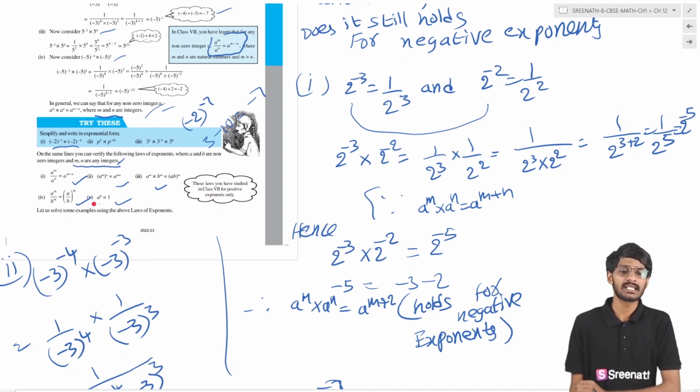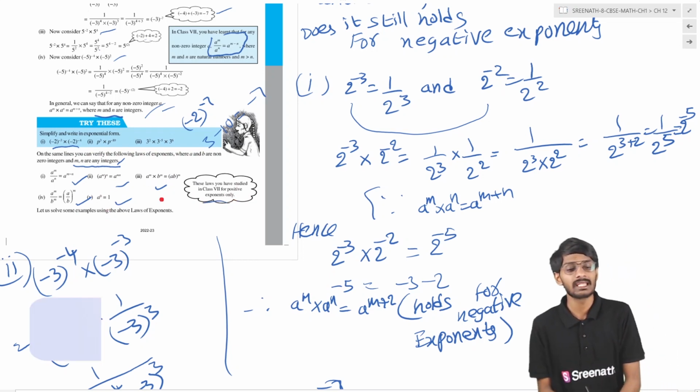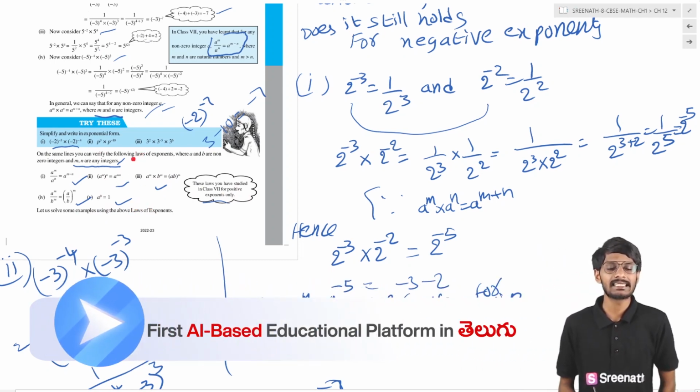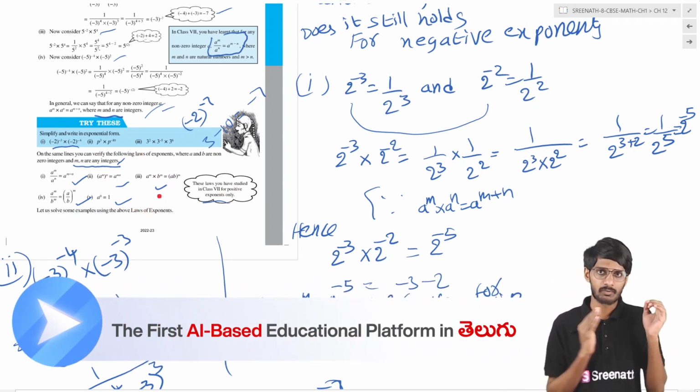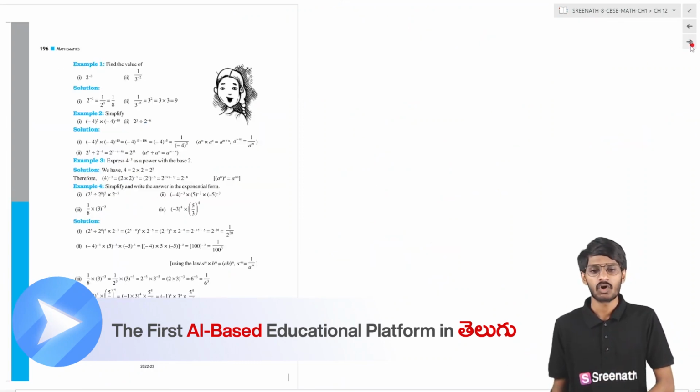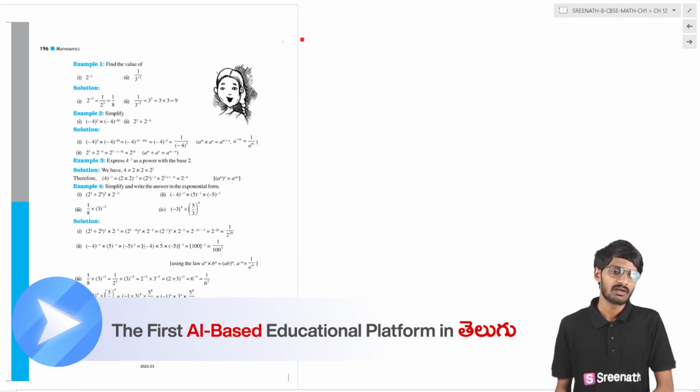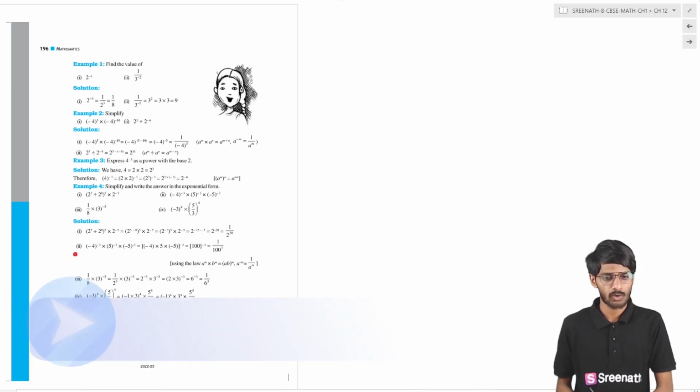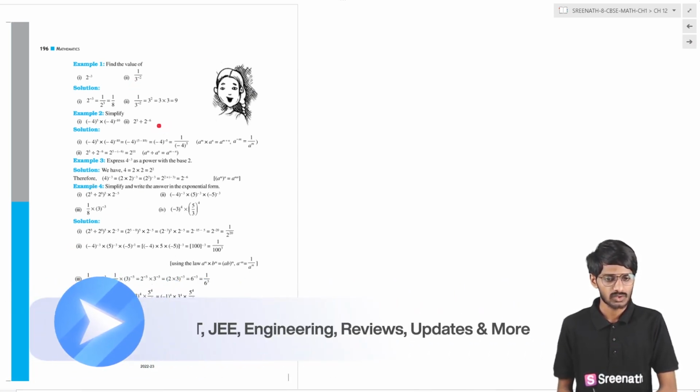Basically we have studied these laws in class 7 for positive exponents only. Here we are applying them for negative exponents also. So finally these laws are valid for integers, whether positive or negative integers, whatever the integers may be, all these are valid, students. So finally we will do some simple problems, students.